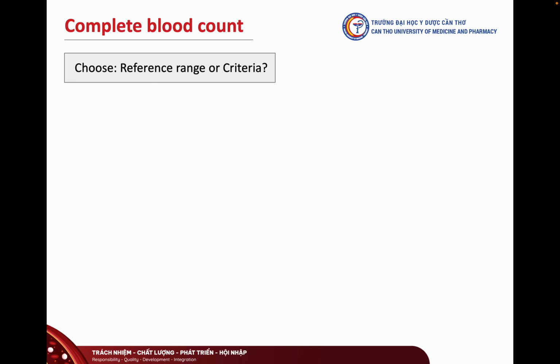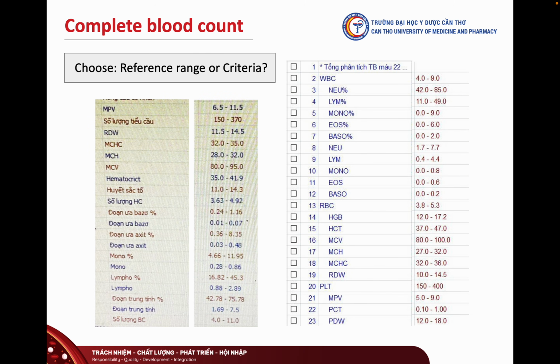These are two CBC results from two hospitals here in Cần Thơ city. On the left side, it is from the Cần Thơ Central General Hospital. And on the right side, it is from our hospital at the CTUMP. Now, take a look at the MCV value. And remember, our patient's MCV is 98 femtoliters. It will be flagged as abnormal at the central hospital, but completely normal at our CTUMP hospital.